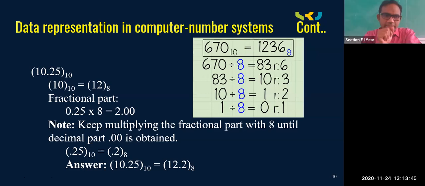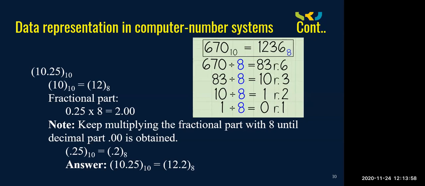Yeah, that's correct. So here the mistake is there. The point is dot 02 is the answer. Right one. Good. So the answer is 12.02 is the right answer. Okay. Here in the slide it is wrong.